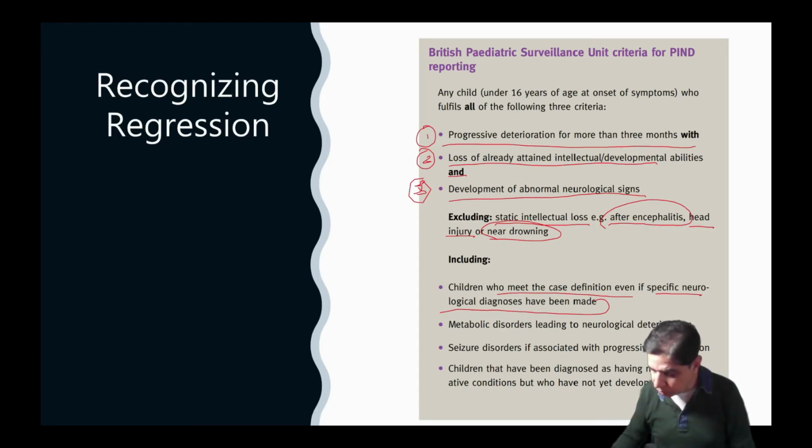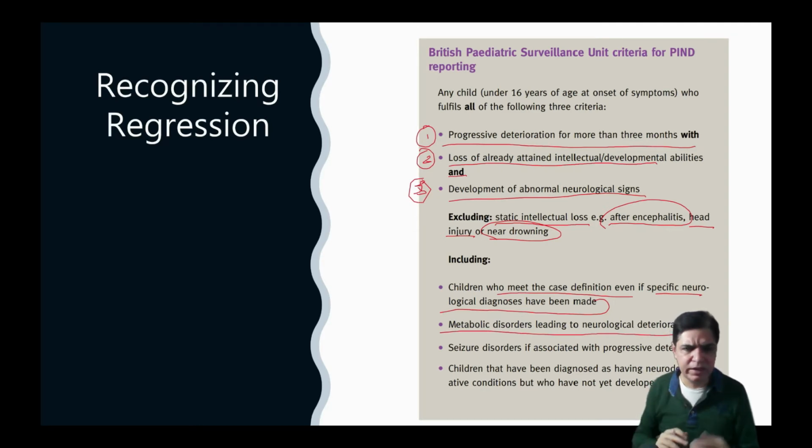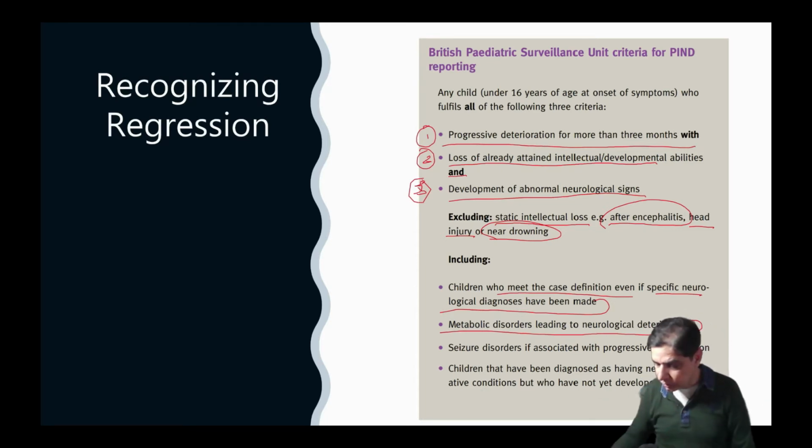It also includes metabolic disorders leading to neurological deterioration. So metabolic disorders like galactosemia, hereditary fructose intolerance, things like that, which can lead to neurological deterioration, are also included within this. It also includes seizure disorders if they are associated with progressive deterioration. If somebody had seizures and now they are developing psychomotor retardation and things like that, they have to be considered for this. Or kids who have been diagnosed as having neurodegenerative conditions but have not developed symptoms.